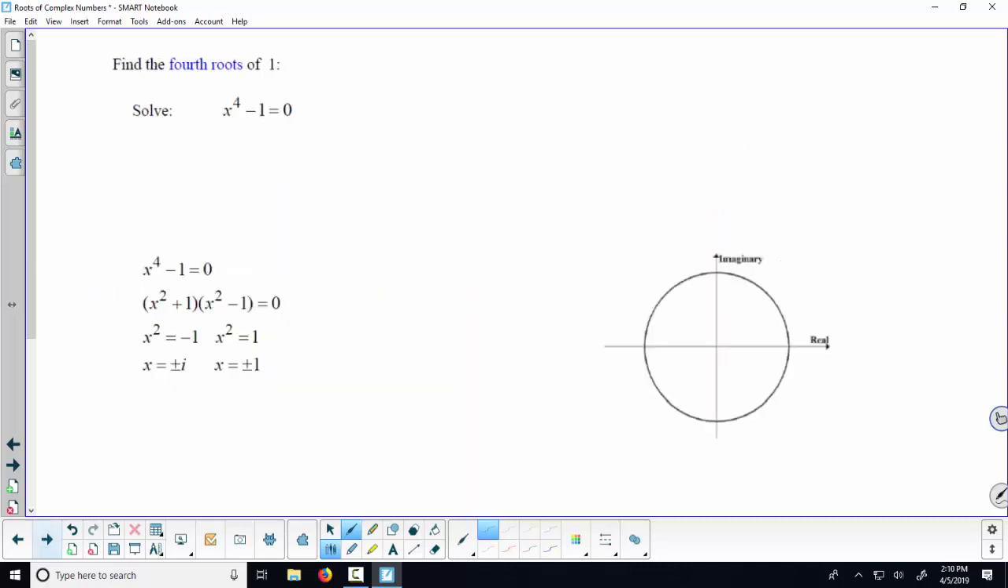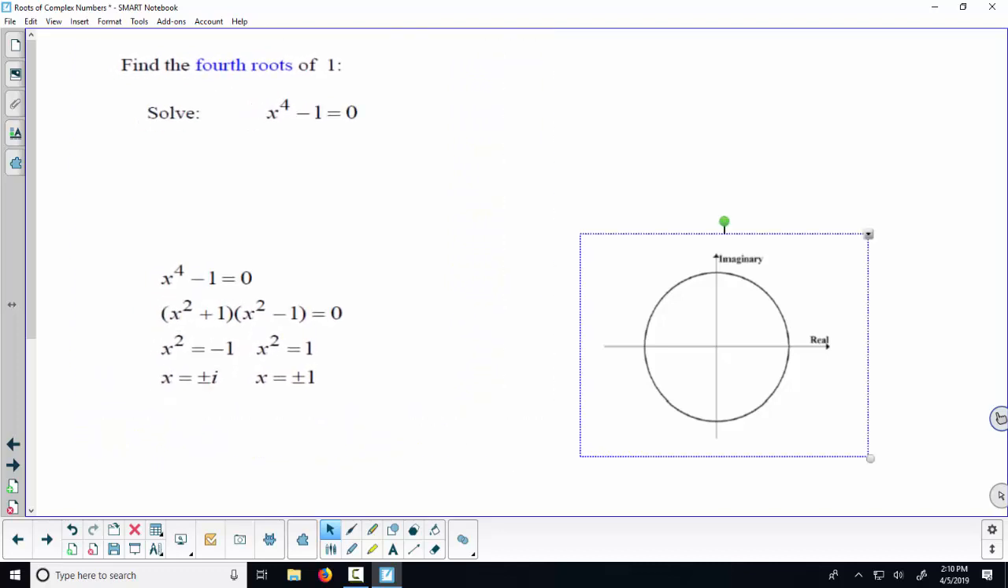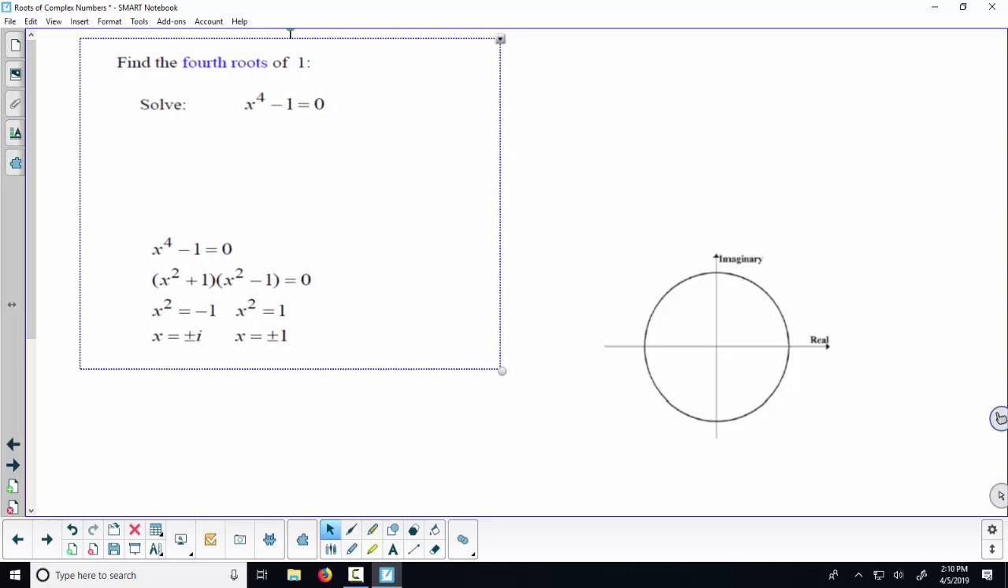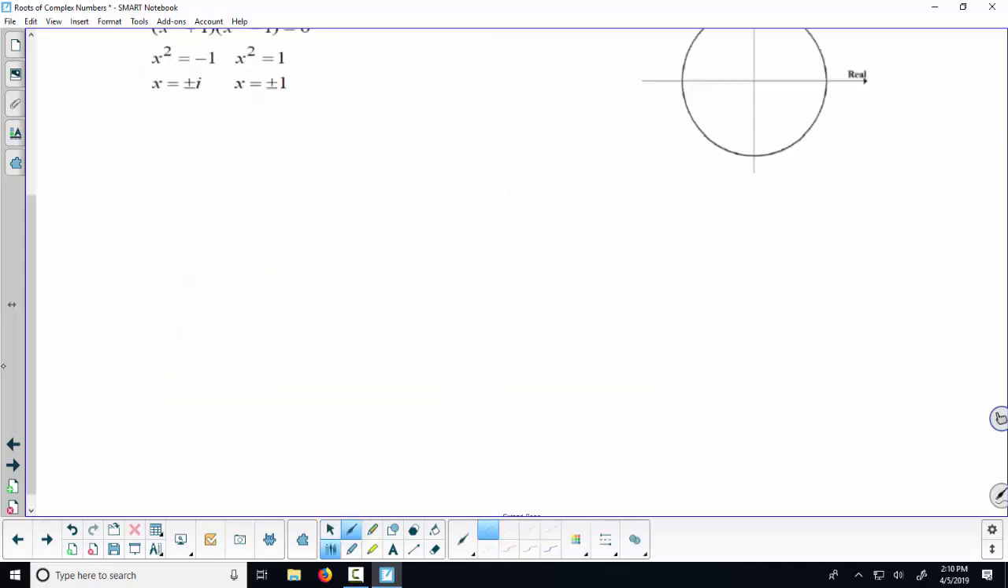Okay, so let's move on and let's look at fourth roots now. Okay, so I'm sure you can guess now, if we're talking about the fourth roots of 1, that there should be 4 of them. Anyway, all right, so it's like solving this equation.